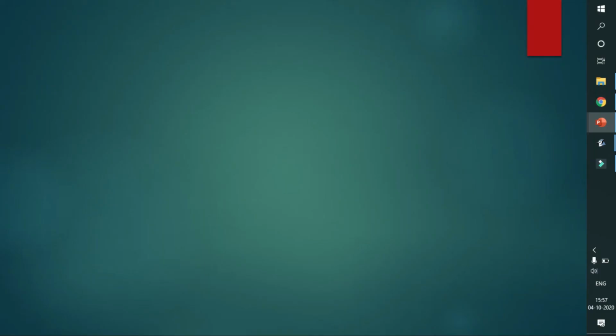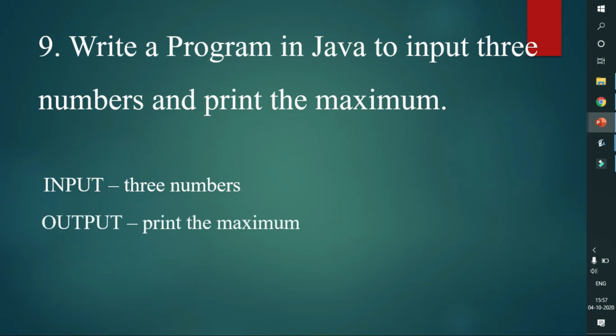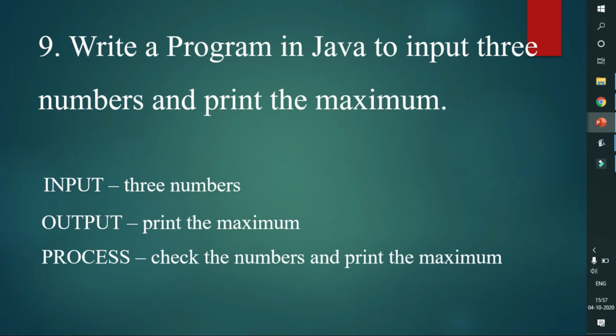Let's see one last program. Write a program in Java to input 3 numbers and print the maximum. So here the input is the 3 numbers and the output is to print whichever is the maximum number. The process is to check the numbers and print the maximum number. You take the first number and check with the other 2 numbers, and then see which is the maximum number. In this program, we will be using the nested if structure.